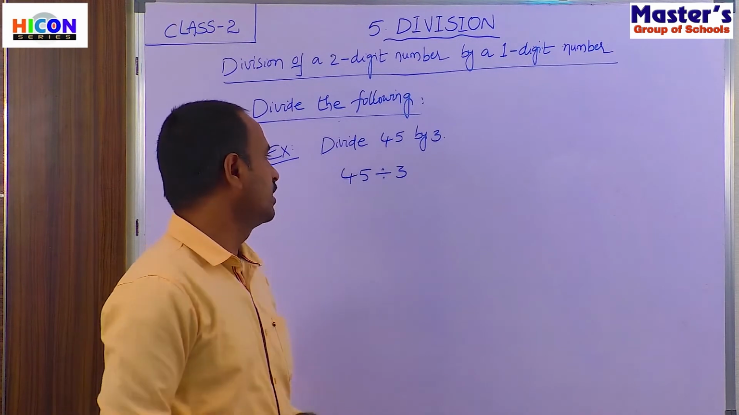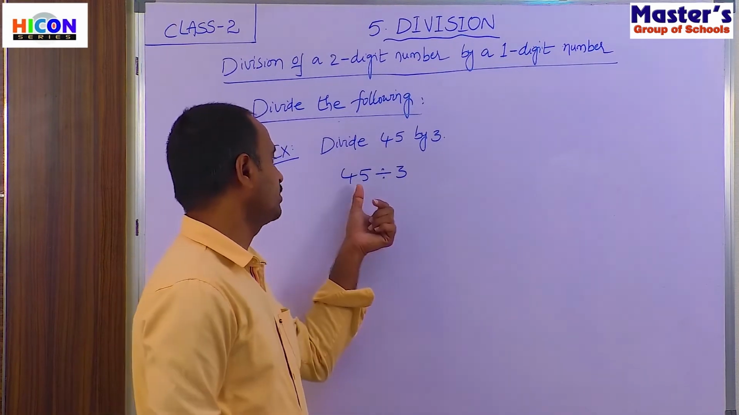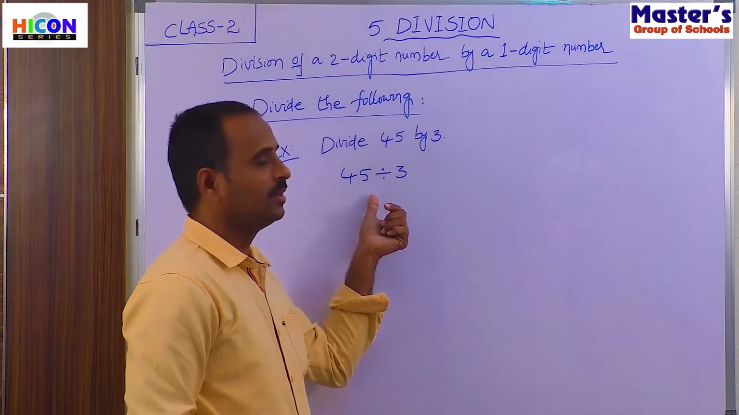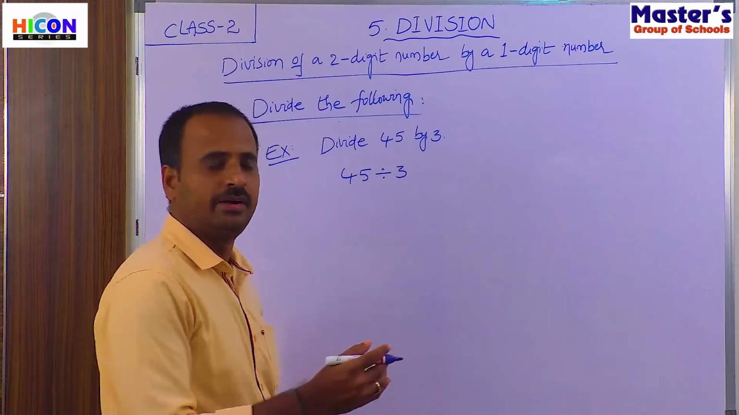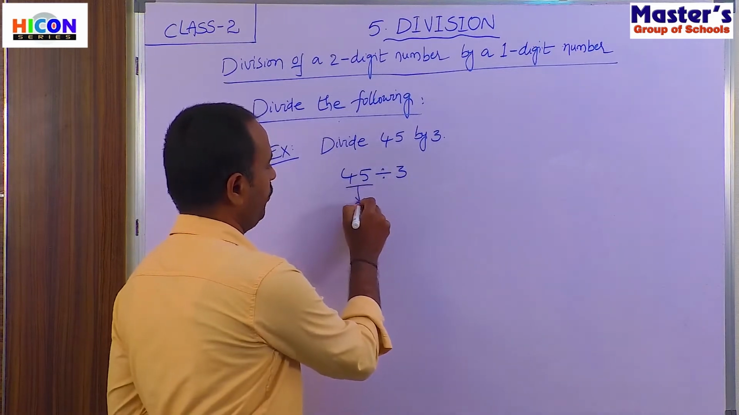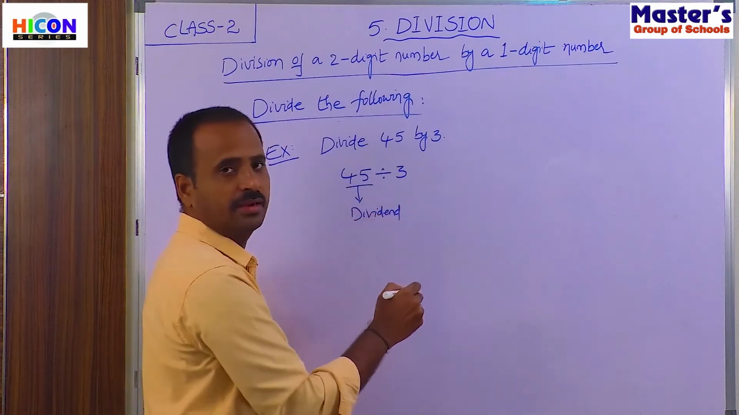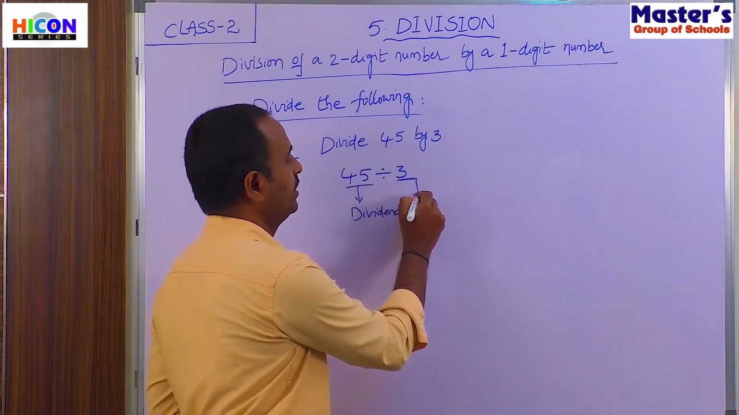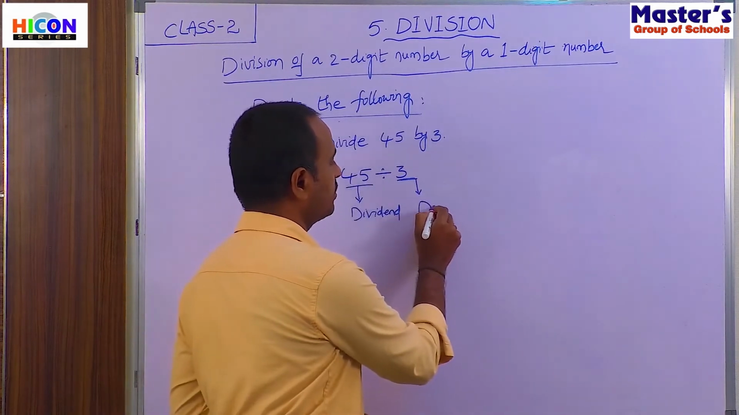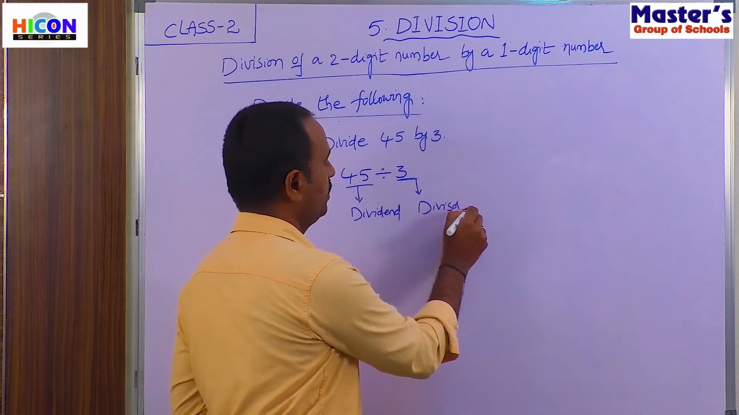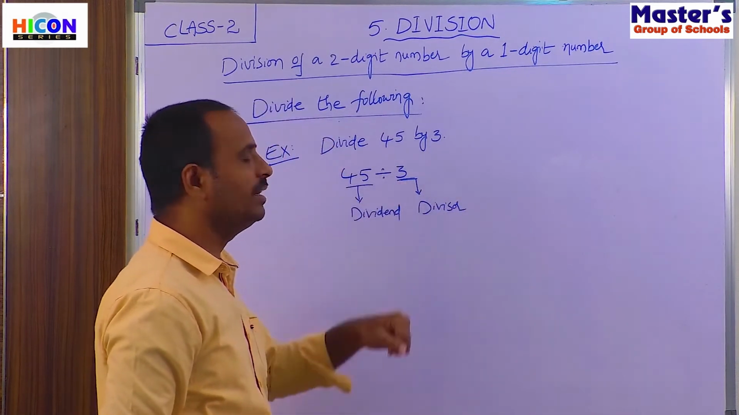So now children, the same process. What is the first number here? The 45. The first number 45 is called the dividend. And what is the second number here? The second number is 3 and the second number is called the divisor. The first number, 45, is the dividend and the second number, 3, is the divisor.